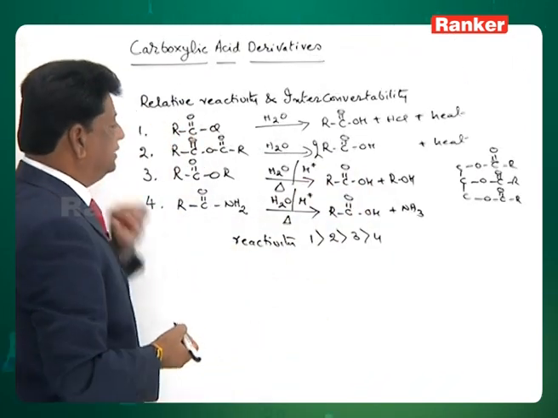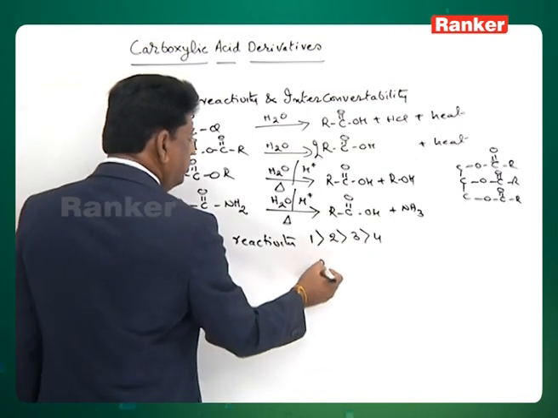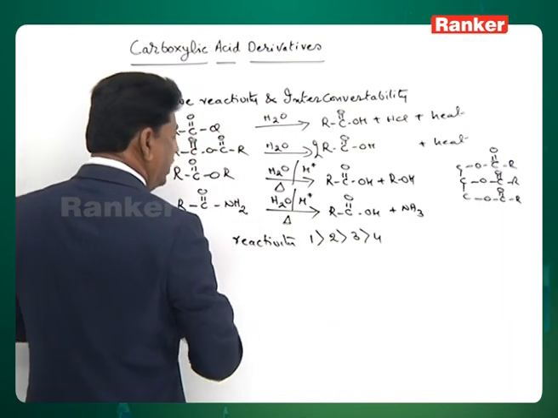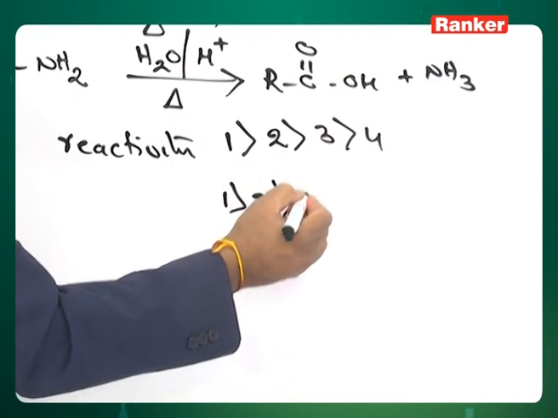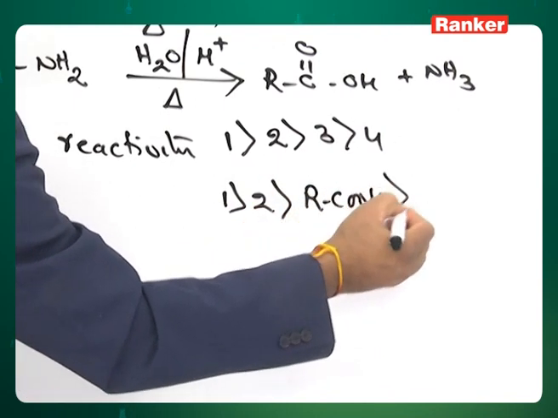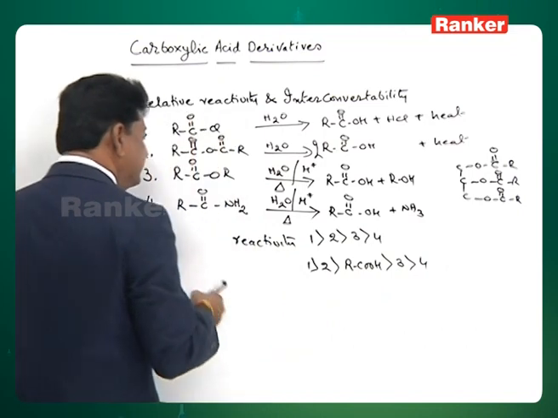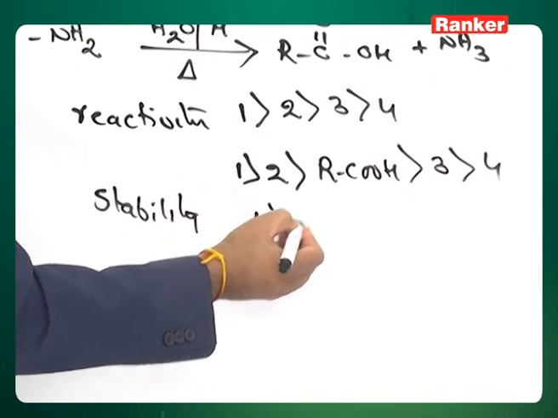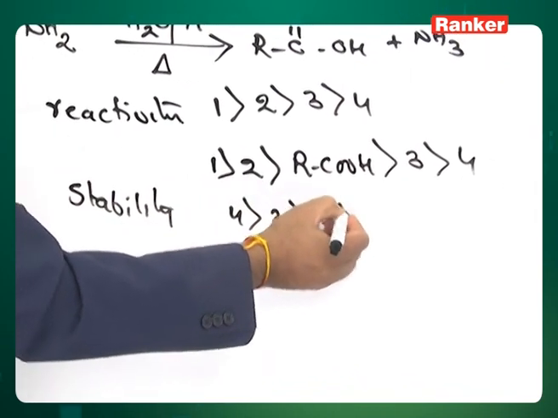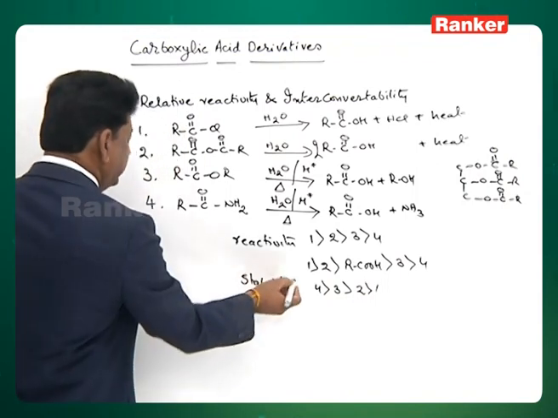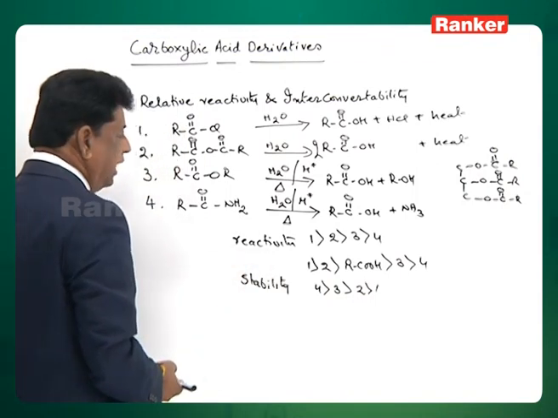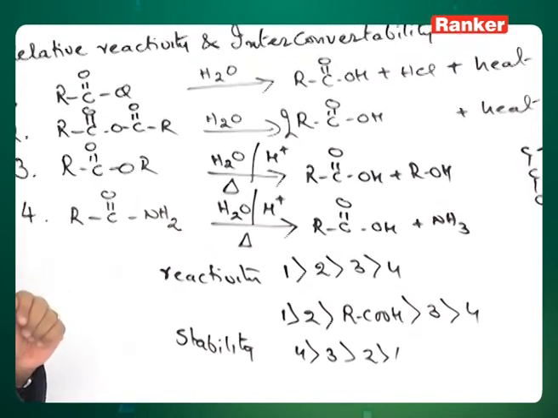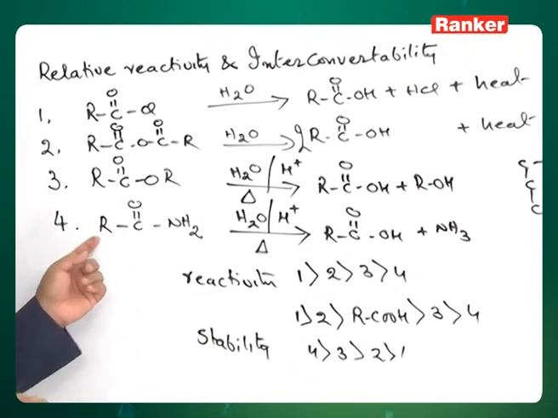With reference to the carboxylic acid, 1 and 2 are more reactive than the carboxylic acid. You can also say 1 is more reactive than 2, than carboxylic acid, than 3 and 4. The stability order is 4 is more stable than 3, than 2, than 1. So, the reverse is true for the stability order. Acid chlorides are more reactive, and amides are more stable. This can also be generally guessed.